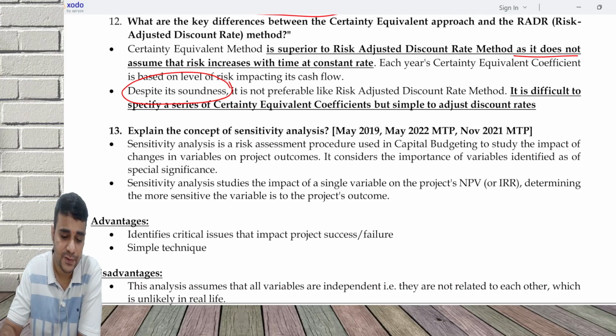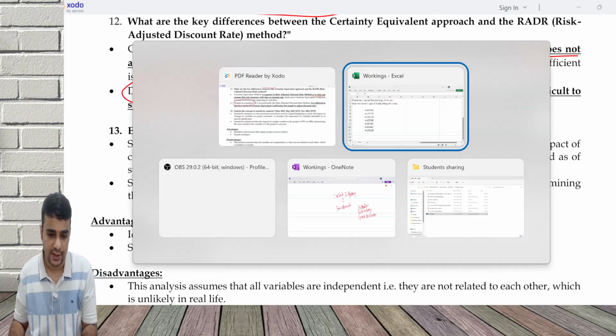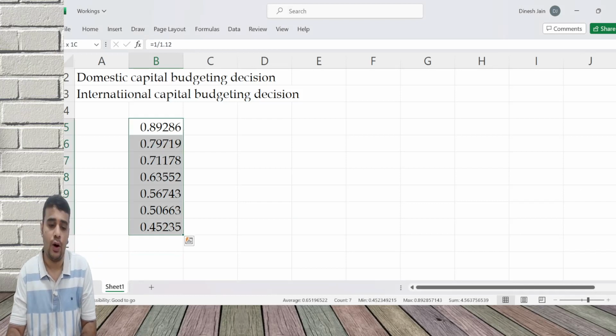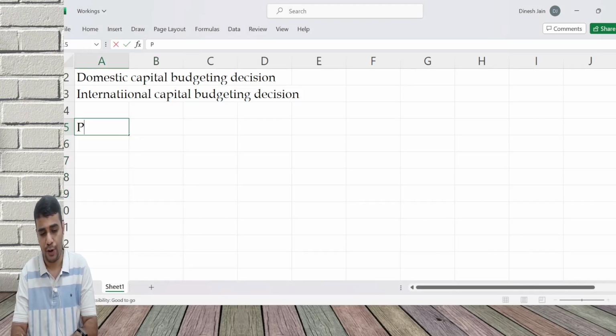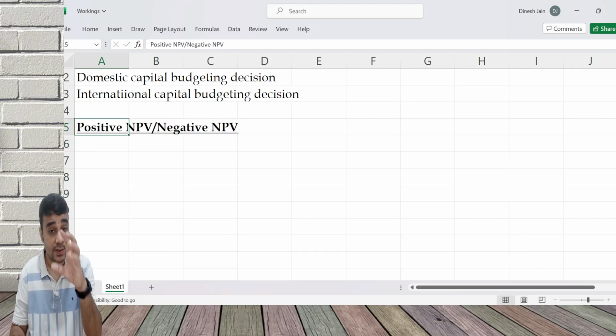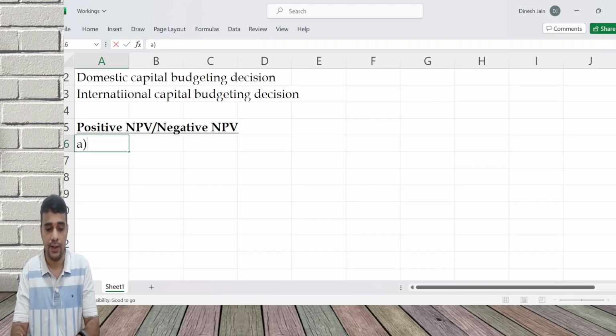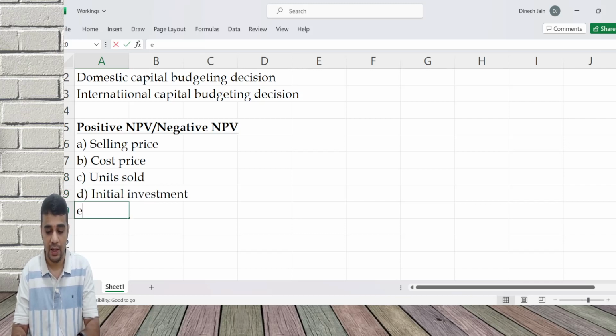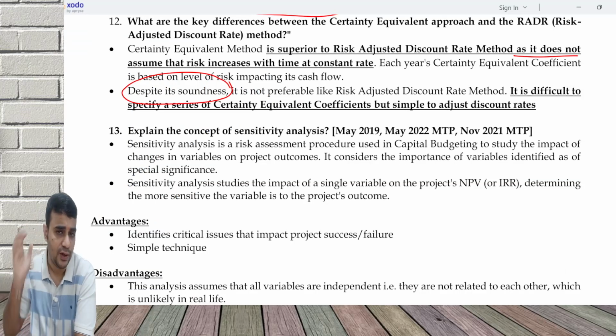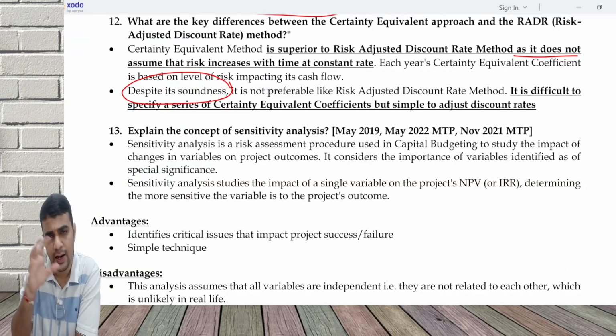Explain the concept of sensitivity analysis. Now, what is sensitivity analysis? Very simple. Whenever we are doing a project, the project may generate positive NPV or negative NPV, but this NPV can change based on selling price, cost price, units sold, initial investment, life of a project, discount rate. So there are multiple factors which can impact the NPV of a project. Favorable impact, adverse impact can be there.